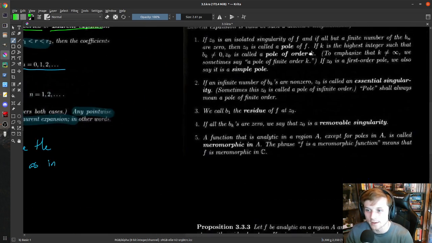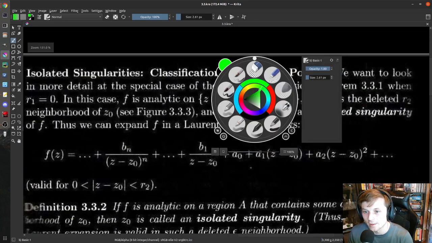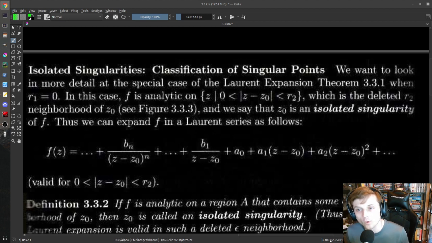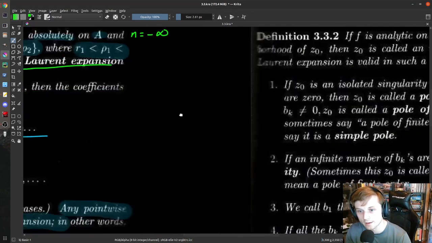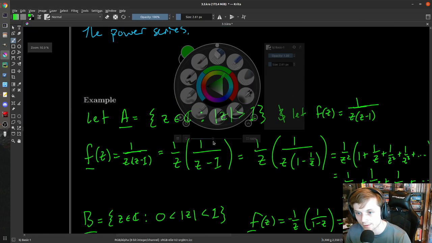Anyways, that whole business aside, let's talk about singular points. This is the entire idea why we would care about a Laurent expansion, why we would even want to do something like this. The entire reason for it is that you can deal with singularities, exactly like our example right here.